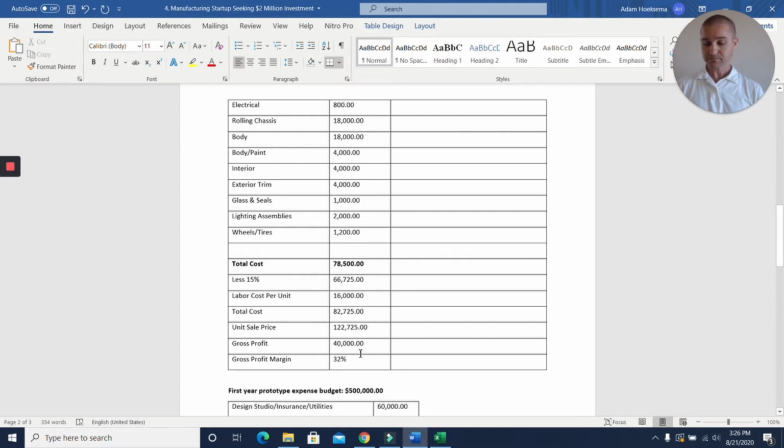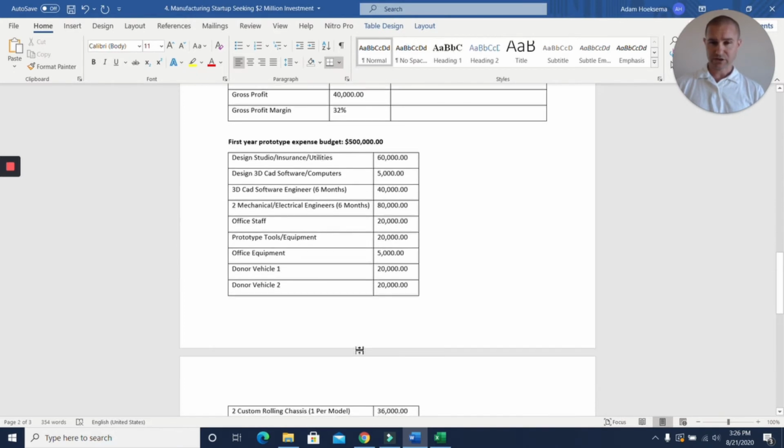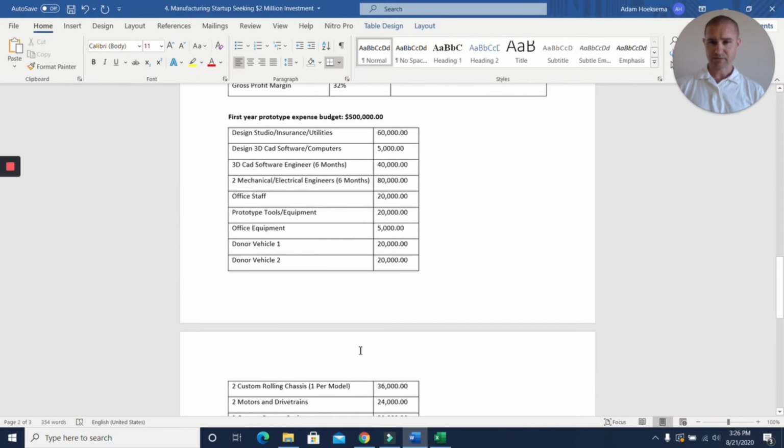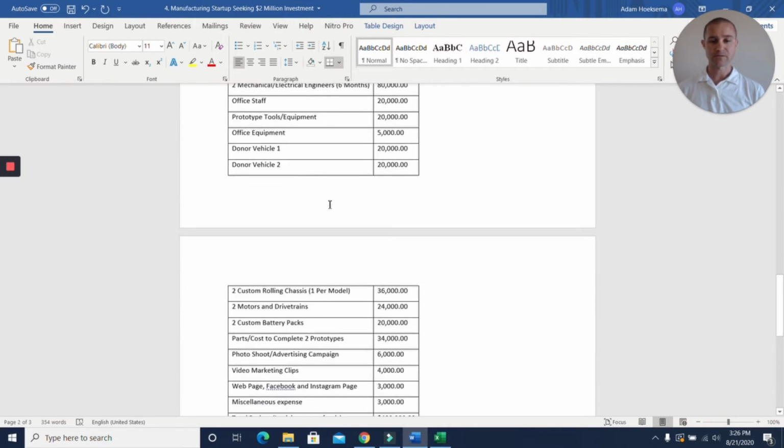And then we jump into their first year prototyping expenses. So the first year they're not selling anything, they're just building a prototype, and what their expenses will be for that first year.